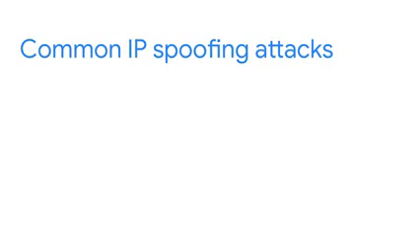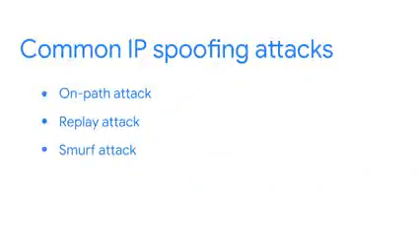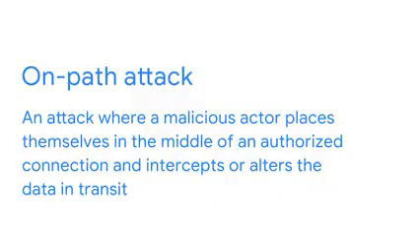Some common IP spoofing attacks are on-path attacks, replay attacks, and Smurf attacks. Let's discuss these one at a time. An on-path attack is an attack where the malicious actor places themselves in the middle of an authorized connection and intercepts or alters the data in transit.